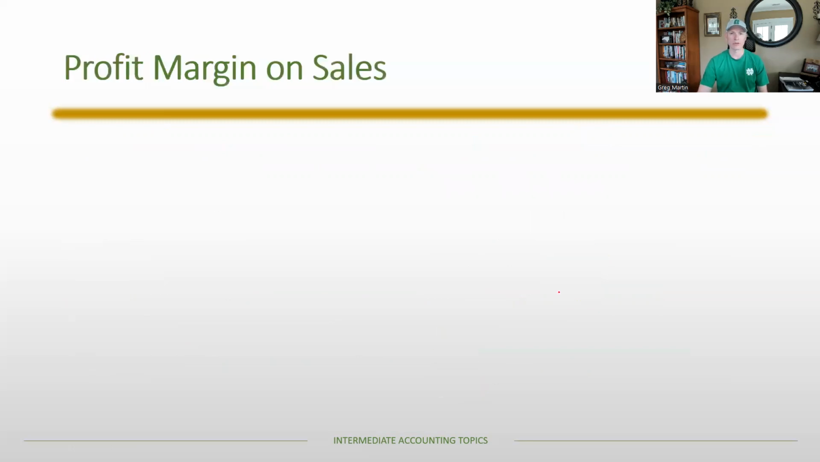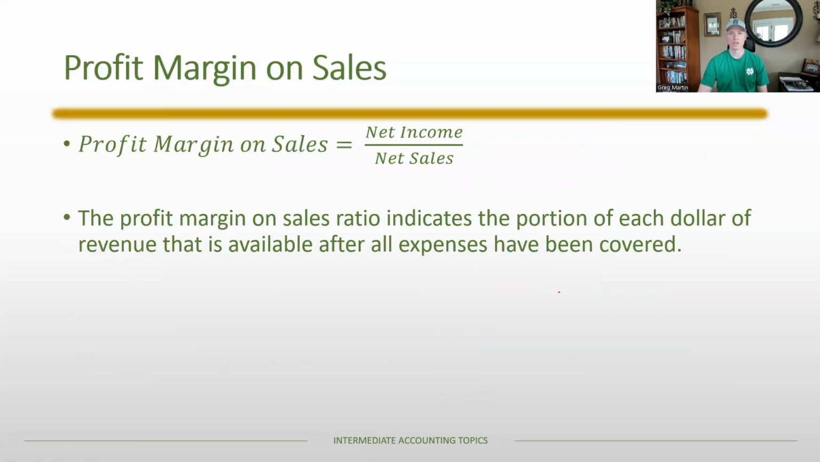All right, so we're going to start with our profit margin on sales. That is net income over net sales. In other words, how much profit do I earn, or how much return do I get, for every dollar of sales? Of course, we know net income is always going to be less than net sales. But again, it's going to give us an idea of what's left over, what our net is at the end of the day.